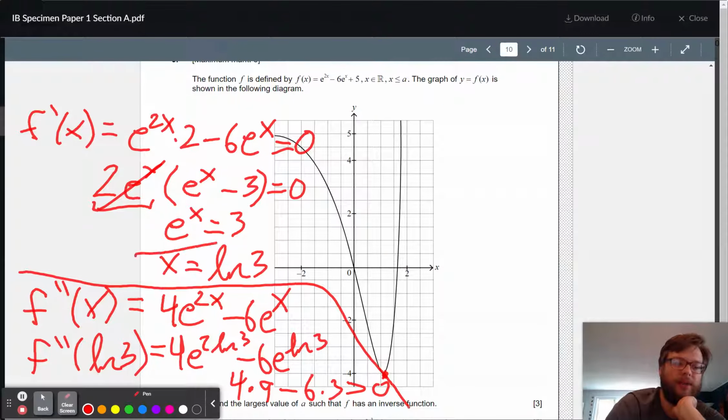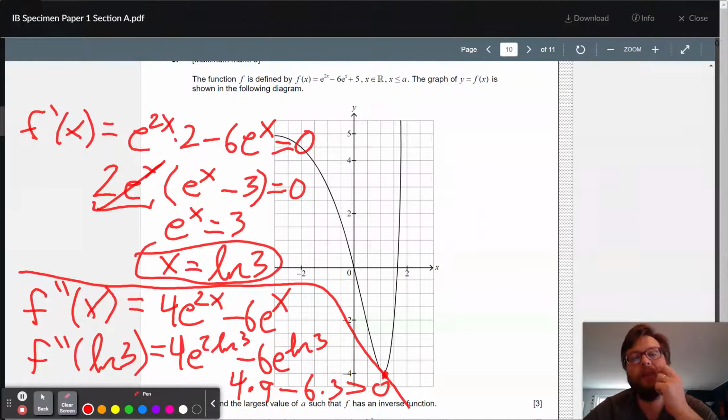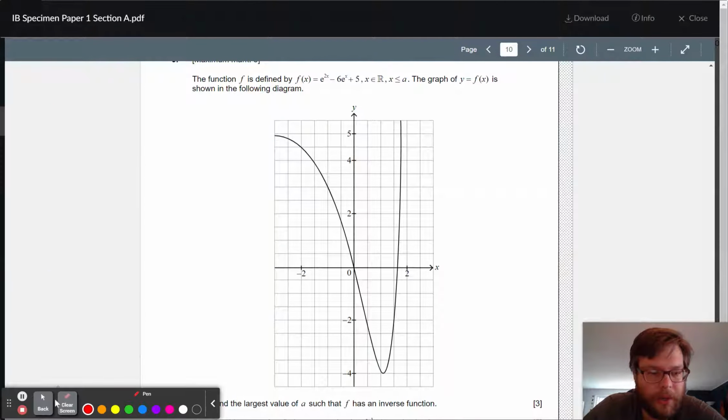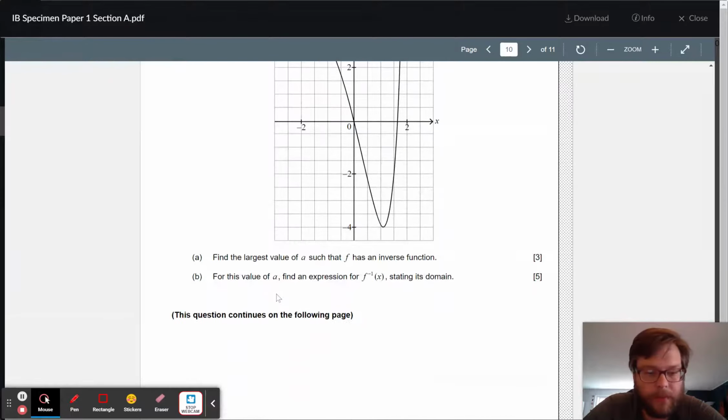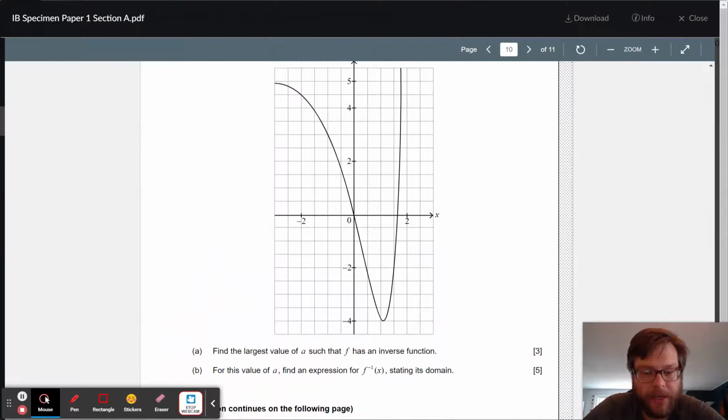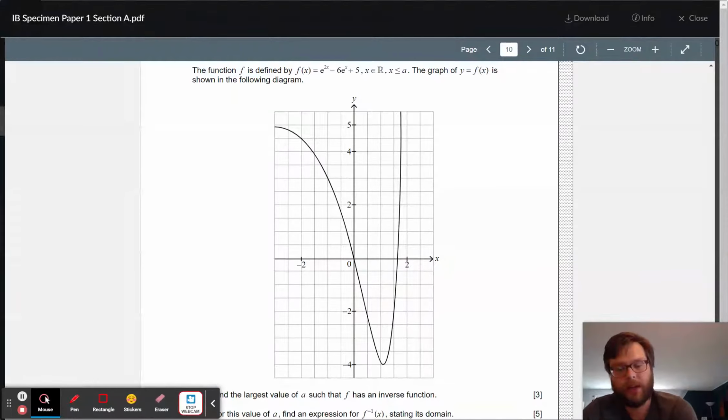The a value is the natural log of 3, because that is the last point that it will pass the horizontal line test. Okay, so we have natural log of 3. Let's look at what part B is. For this value of a, find an expression for f inverse of x.